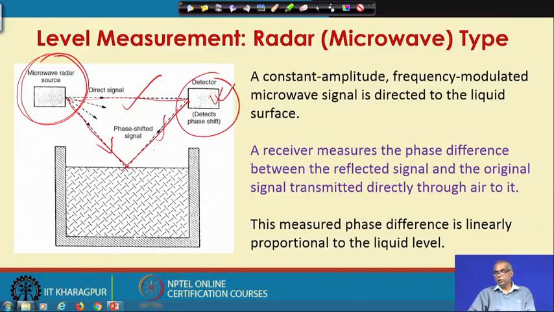So, a constant amplitude frequency modulated microwave signal is directed to the liquid surface, it gets reflected and reaches detector. The signal from the microwave radar source also reaches directly to the detector. Now, the phase difference between these two is found out and this phase difference is linearly proportional to the liquid level.